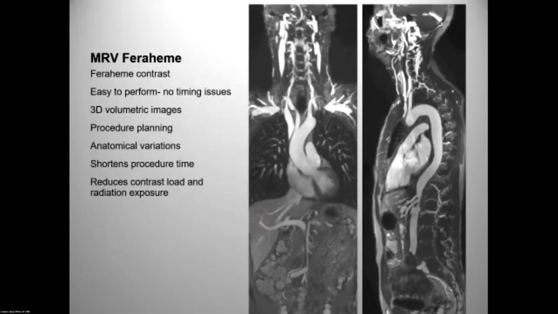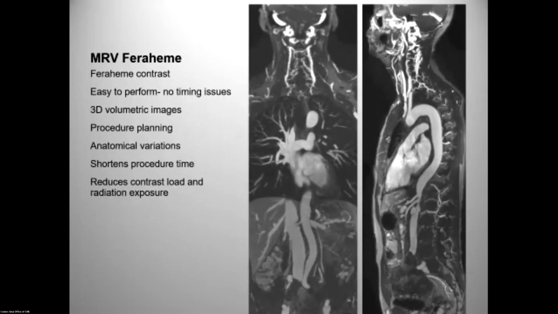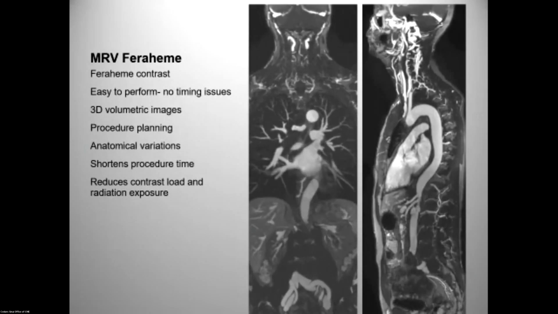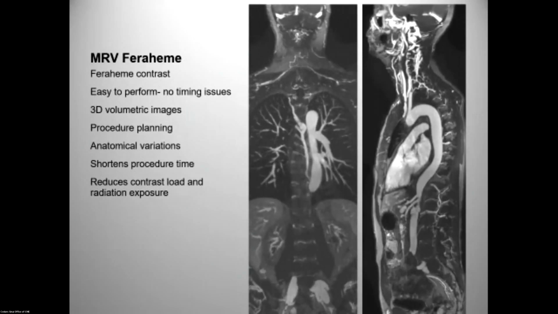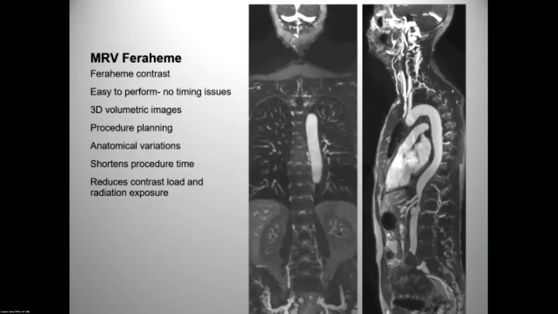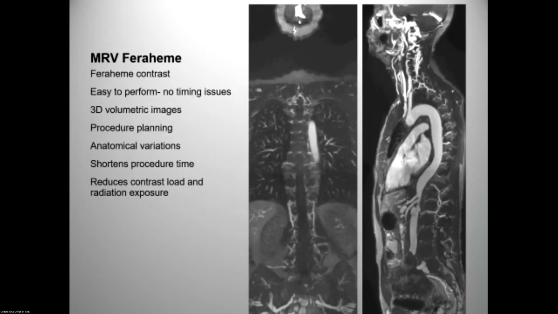The reason I like to use the MRV in advance is because it gives me a good view of the anatomical variations and prepares me for what's coming. I don't have to fish around even an extra few minutes or do extra angiograms or spend more radiation or contrast when I'm fishing. Although they are typically located at certain levels, it varies from patient to patient, and I'll show you some examples of that. The MRV with ferriheme, which is a unique agent that stays in the vascular system for a long time, is very well suited for that.